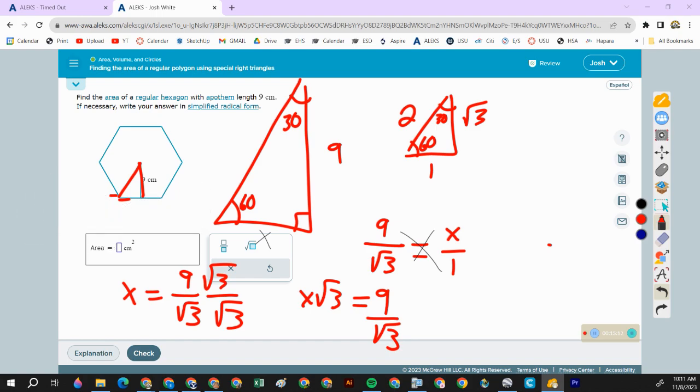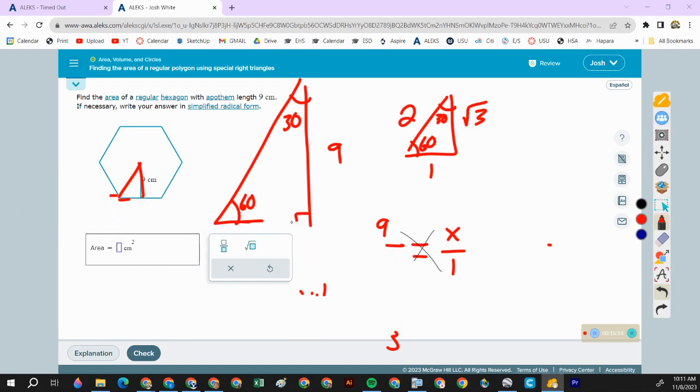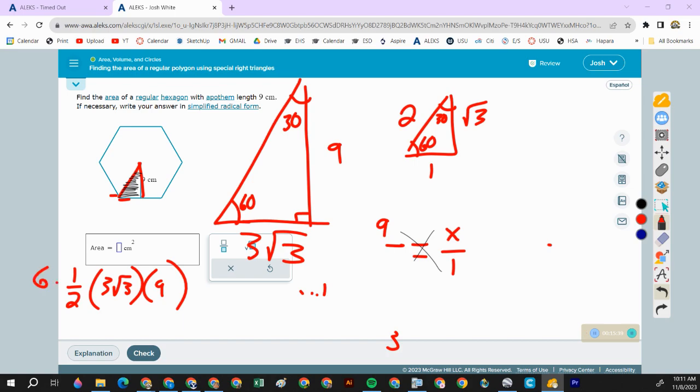Okay, so this length here is 3 root 3. What is the area of that triangle? 1/2 times 3 root 3 times 9. That gives us this area. How many of those triangles are there? 6. So that becomes 3, 9. So I get 81 root 3 centimeters squared.